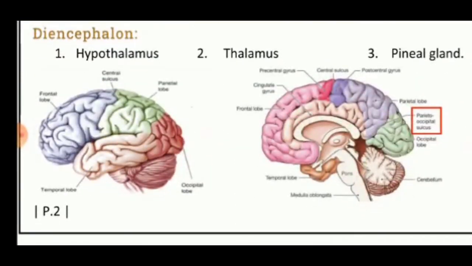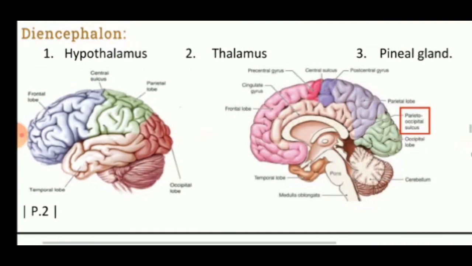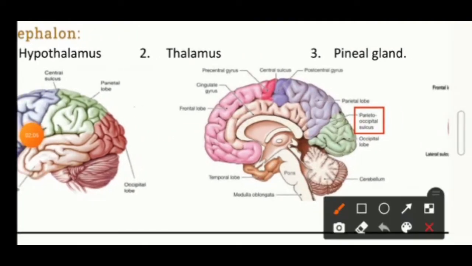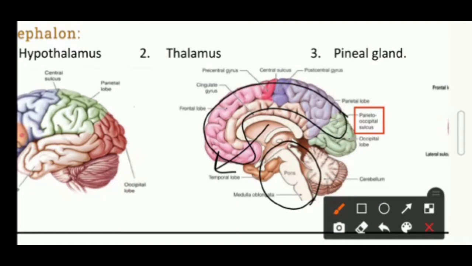Here is an elaborative diagram for the brain parts. Here is the cerebrum, diencephalon, and both are known as brain. Here is the brainstem, which is made up of midbrain, pons, and medulla oblongata. And finally, the cerebellum, which is found inside the posterior region of the brain.